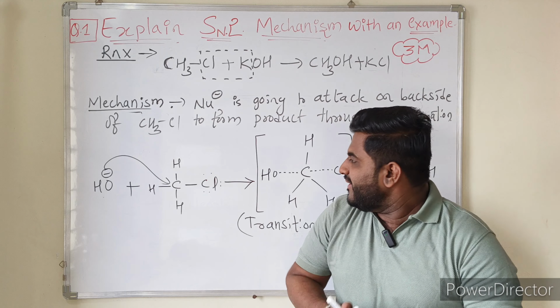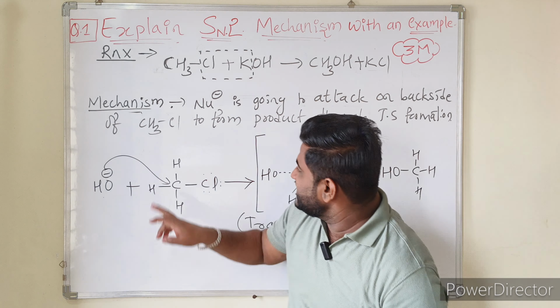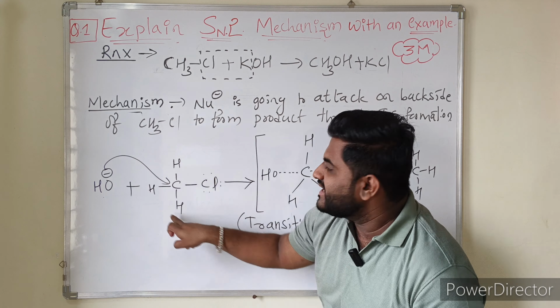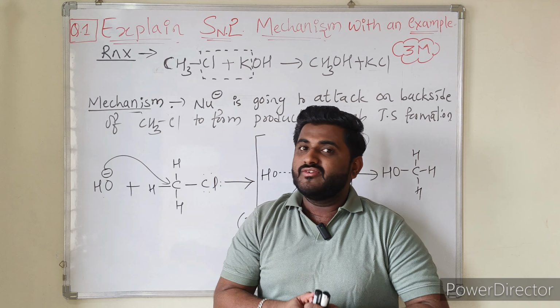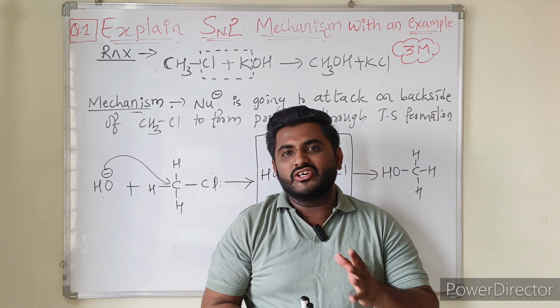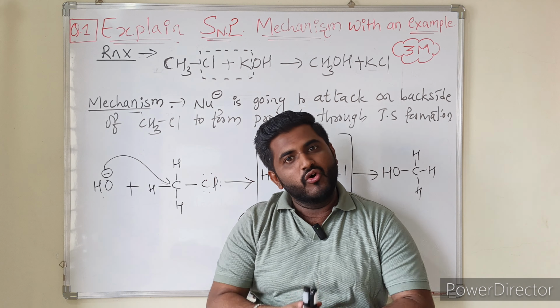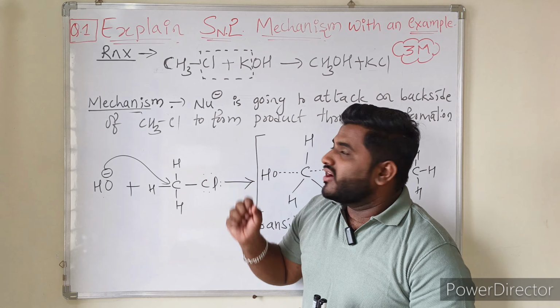And since it is attacking from the backside, the rate depends upon the groups. Primary is favored because the H are smaller groups. If they are larger, it is very difficult to attack, correct or not? So primary greater than secondary greater than tertiary alkyl halide is the order of reactivity of SN2 mechanism. I hope you got the concepts here.